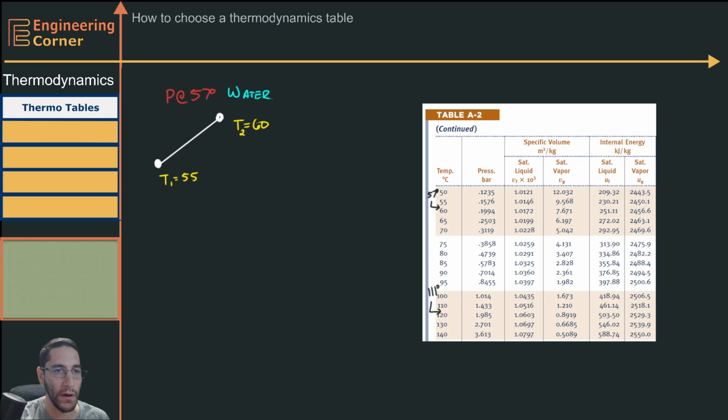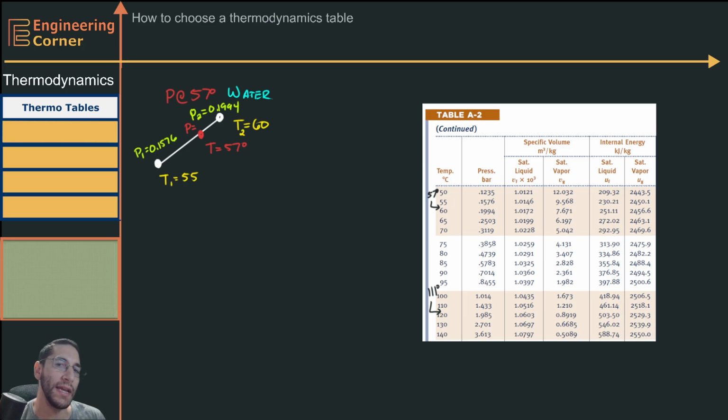Now, P1 is going to be 0.1576, and P2 is going to be 0.1994. Now, these are already the entries I have in my table. What I don't know is my pressure at temperature equal to 57 degrees.